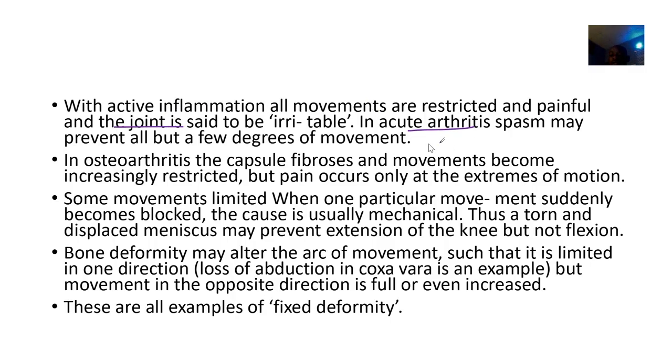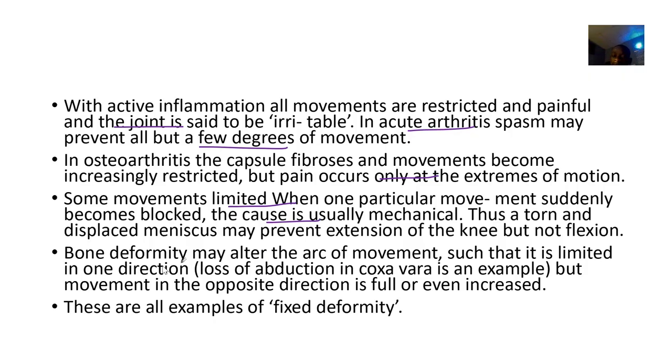So in acute arthritis, spasms may be present, but a few degrees of movement may be there. In osteoarthritis, the capsule fibroses and the movement becomes increasingly restricted, but pain occurs only at extremes of motion. So, some movements limited: one particular movement suddenly becomes blocked, right? The cause is usually mechanical.